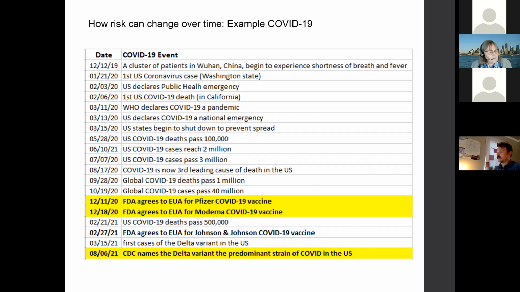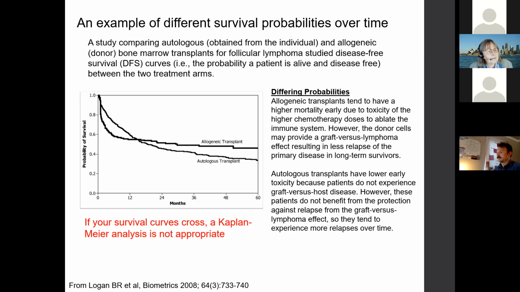And then you have another event here where a more virulent strain comes along. The Delta strain is now the most predominant one as of last August, and we have to take that into account. So be aware of your disease process and how that could affect your survival probabilities over time.